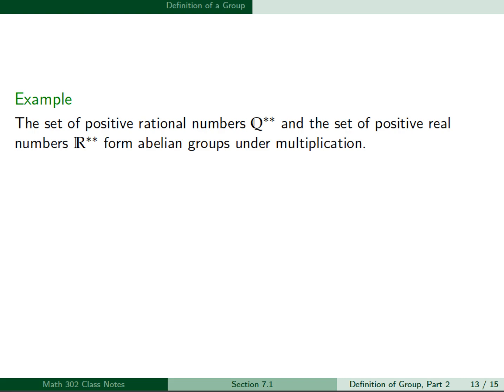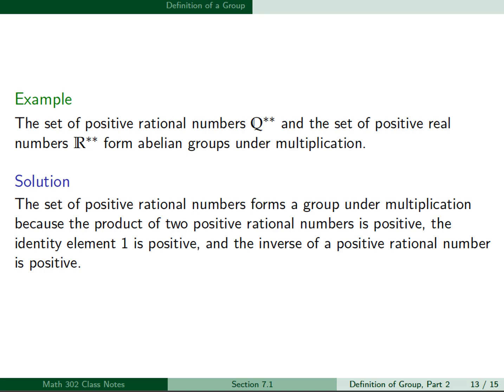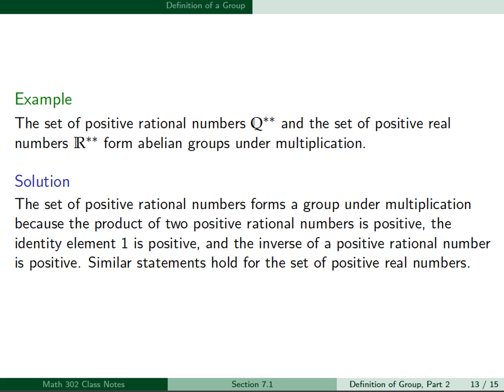Now the set of positive rational numbers, which we'll denote with a double star, Q star star, and the set of positive real numbers, R star star, both form abelian groups under multiplication. To prove this, first note that the set of positive rational numbers forms a group under multiplication because the product of two positive rational numbers is positive. The identity element, 1, is positive, and the inverse of a positive rational number is positive. So that will tell us that the four group axioms hold for the set Q star star. And similar statements hold for the set of positive real numbers. So both of these are abelian groups under multiplication.